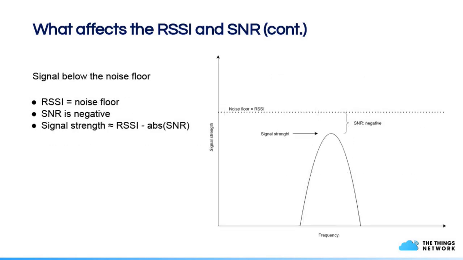If the signal strength drops below the noise floor, or if the noise floor increases above the signal's strength, we will see that the SNR becomes negative. In this scenario, the RSSI will indicate the noise floor's level and not the signal's strength. To get an indication of the signal strength, we can subtract the SNR from the RSSI.